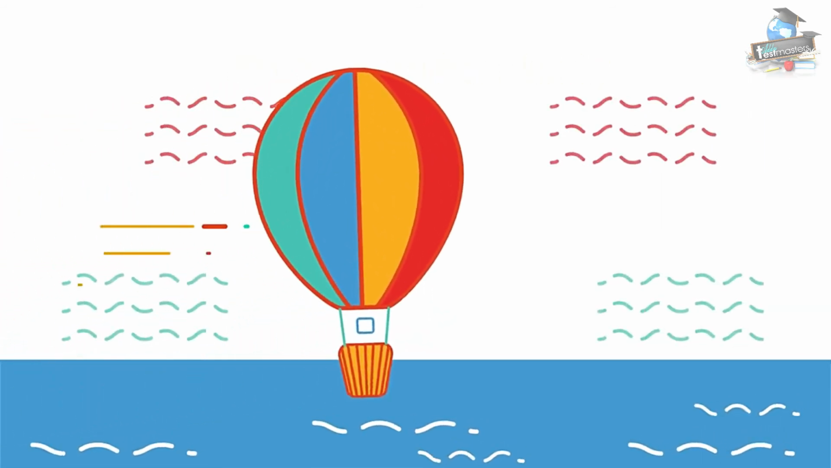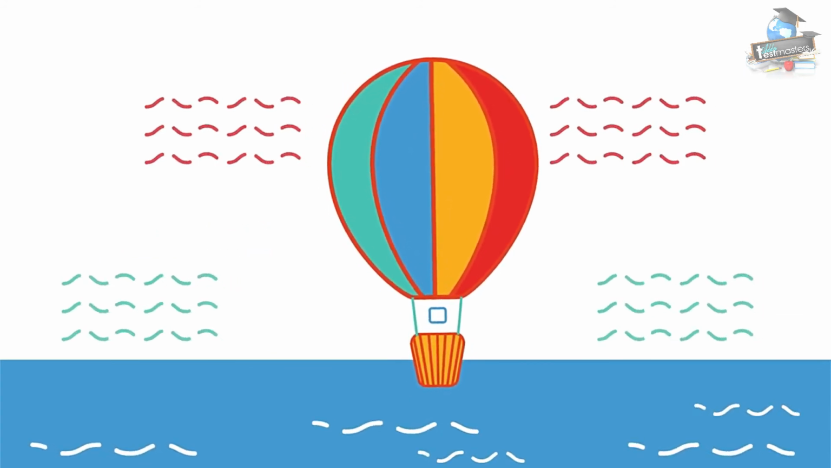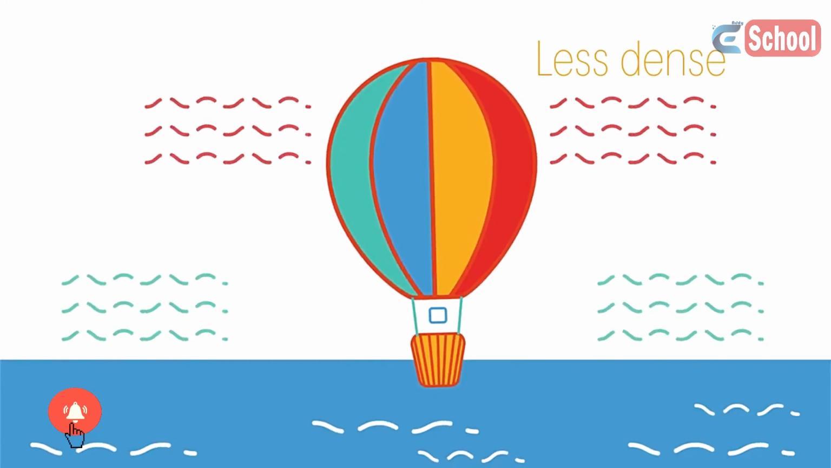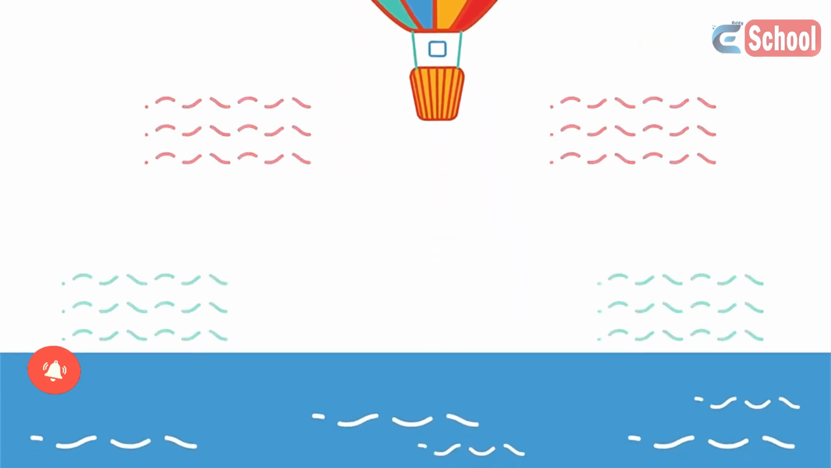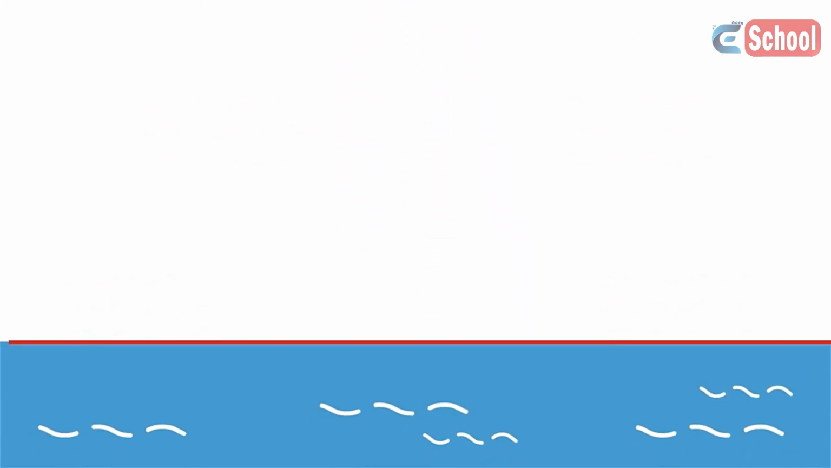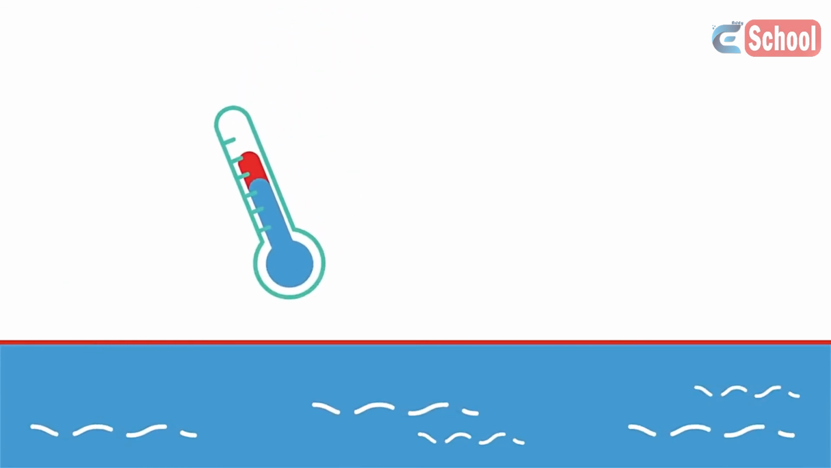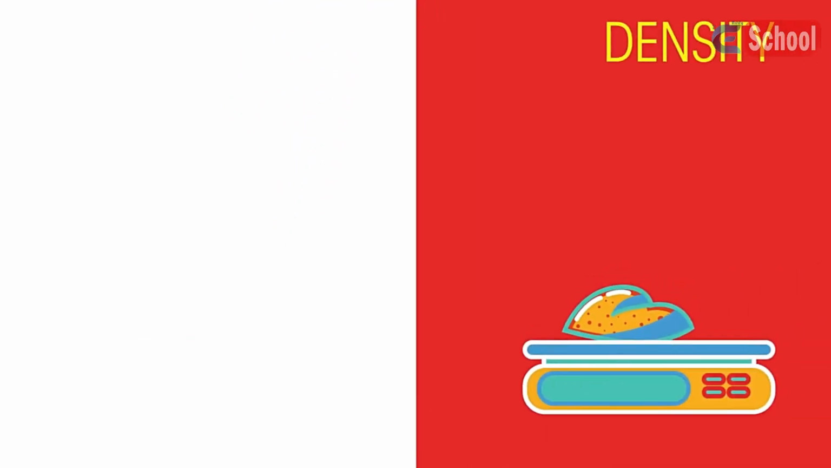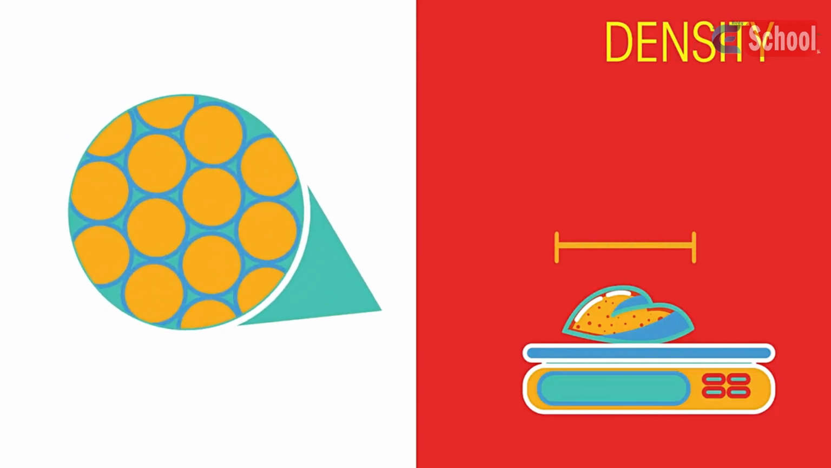This relationship between temperature and density explains how hot air balloons work. Hot air is less dense than normal air, which means hot air balloons rise. Hot water is also less dense than cold water, so the top of the ocean is warmer than the bottom. So there we have density. It is a comparison of how heavy an object is compared to its size, and also includes the arrangements of atoms inside it.